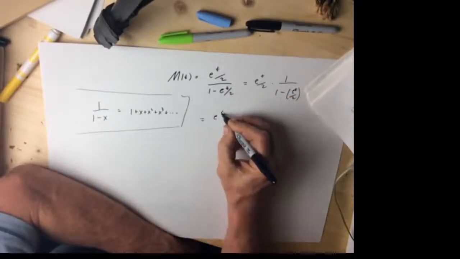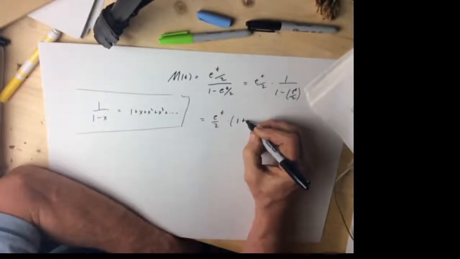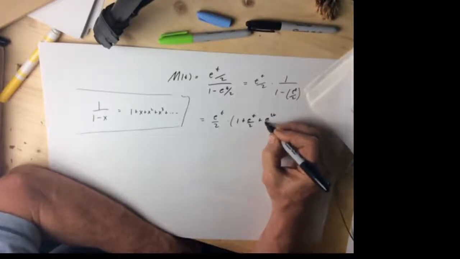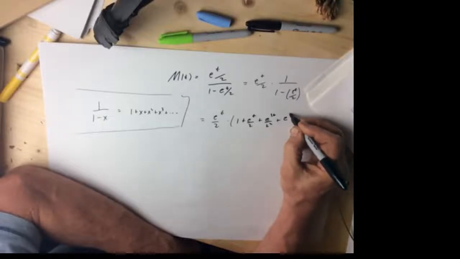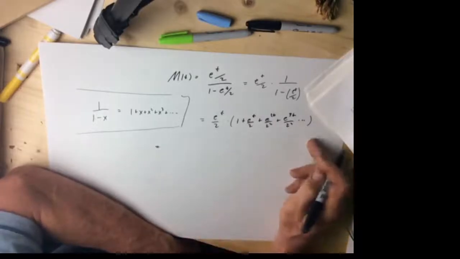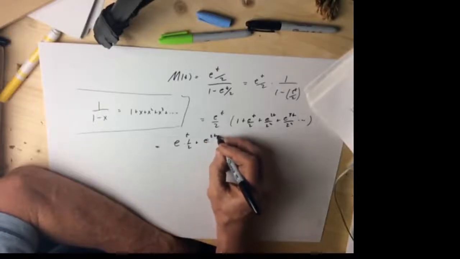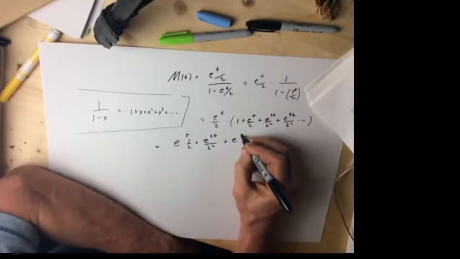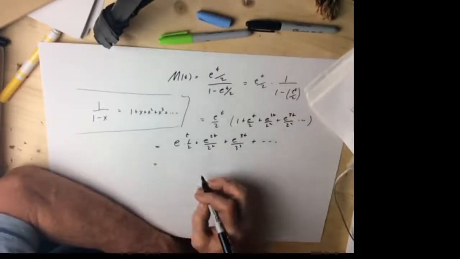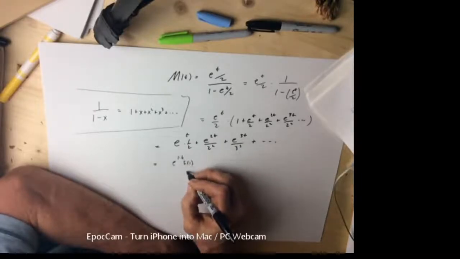And so we get e to the t over 2 in front, times, putting e to the t over 2 in here, I'll get 1 plus e to the t over 2 plus e to the t over 2 squared plus e to the t over 2 cubed. And then when I multiply this back out, I'll get e to the t times 1/2 plus e to the 2t times 1/2 squared plus e to the 3t times 1/2 cubed. Why, lo and behold, I get e to the 1t f of 1.